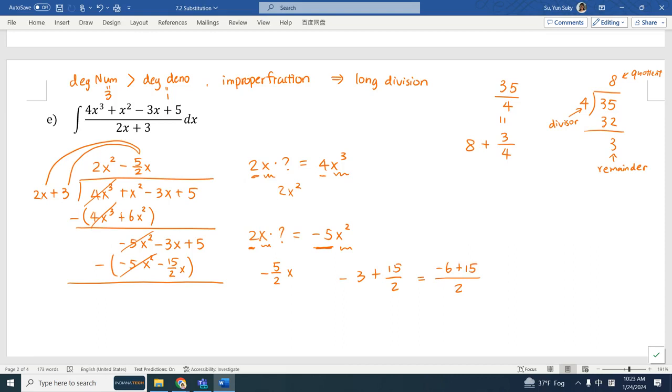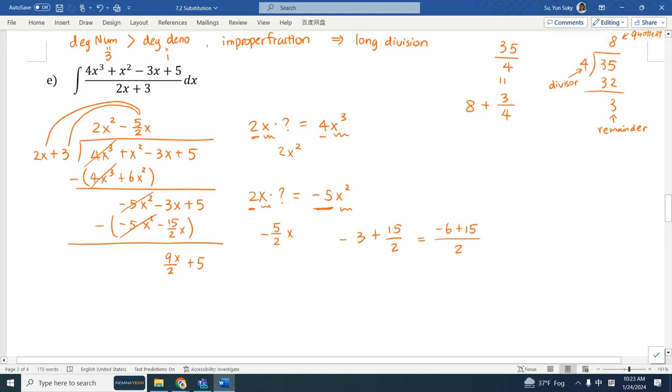9 over 2x. And then also we have the 5. So far, so good, everybody? Okay. Yeah, one more step. We look at the first term. 2x times what is 9 over 2x? I want to get rid of the 2, and I want to have the half downstairs. So what do you put down there?